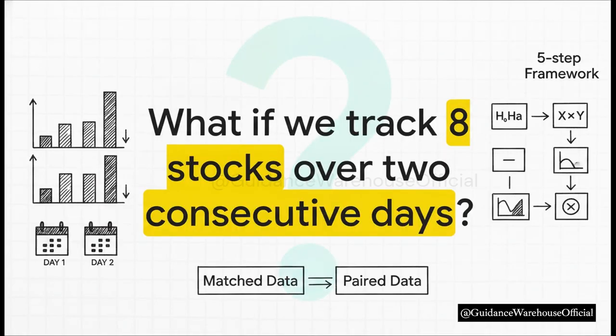Now let me clear up a super common point of student confusion. What if we pick 8 specific stocks and track those exact same stocks over 2 consecutive days to see if they went down on average? Because we are tracking the same entities twice, this is matched or paired data. It's not 2 independent groups. But guess what? Our 5-step framework still entirely applies to this decreasing stock survey. We still set up H0 and HA, define the variables, calculate differences, graph the p-value, and conclude.